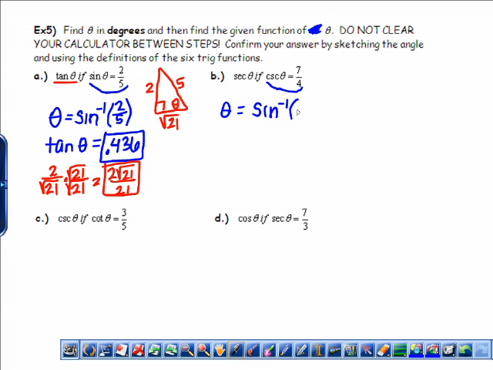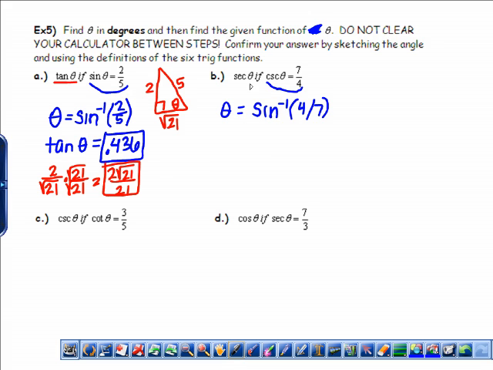Now don't go all wacky and try to do 1 divided by 7/4. Just flip the fraction. We only did the 1 divided by before because we didn't have a fraction to flip easily. Okay, so arc sine of 4/7, not 7/4. Okay, this will give us our theta.